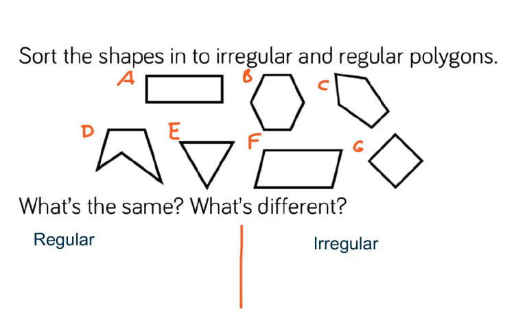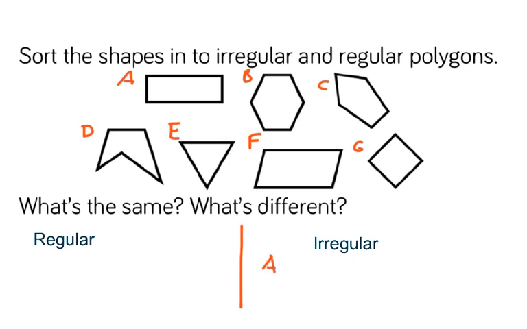Okay, so hopefully you've had a chance to have a look at sorting some of these shapes. So we'll start off with shape A. Well, if we look at that, we can see that all the sides aren't equal. All the angles are equal, but the length of the sides changes with the rectangle there, okay? So we will put shape A as an irregular shape.